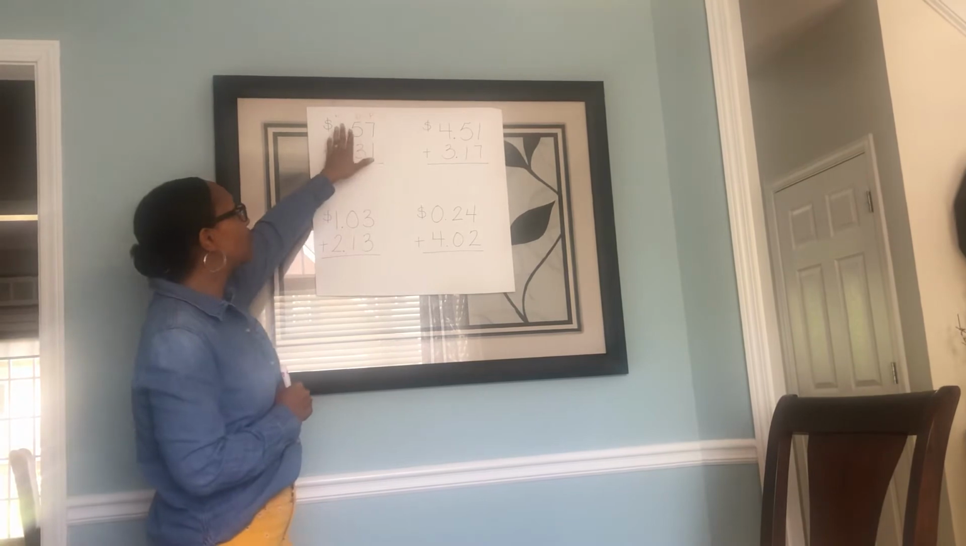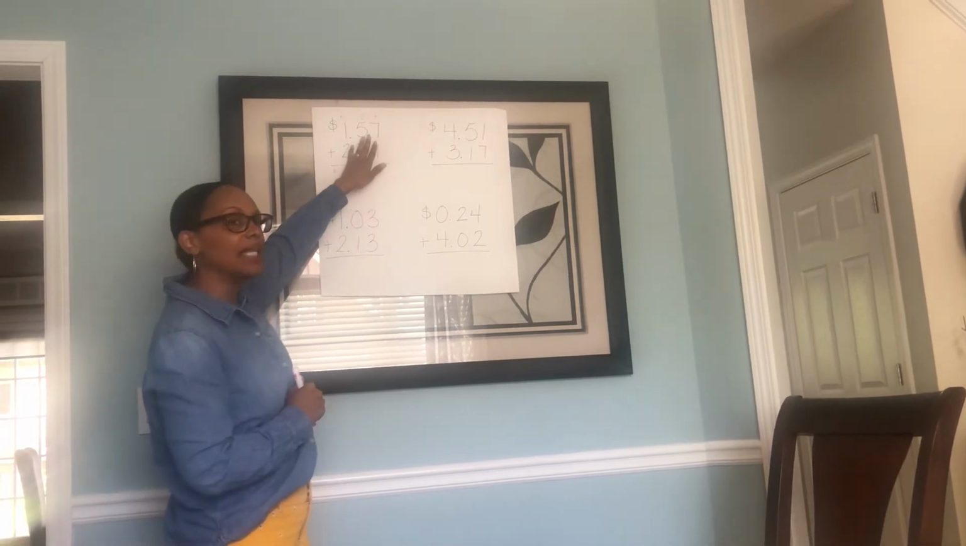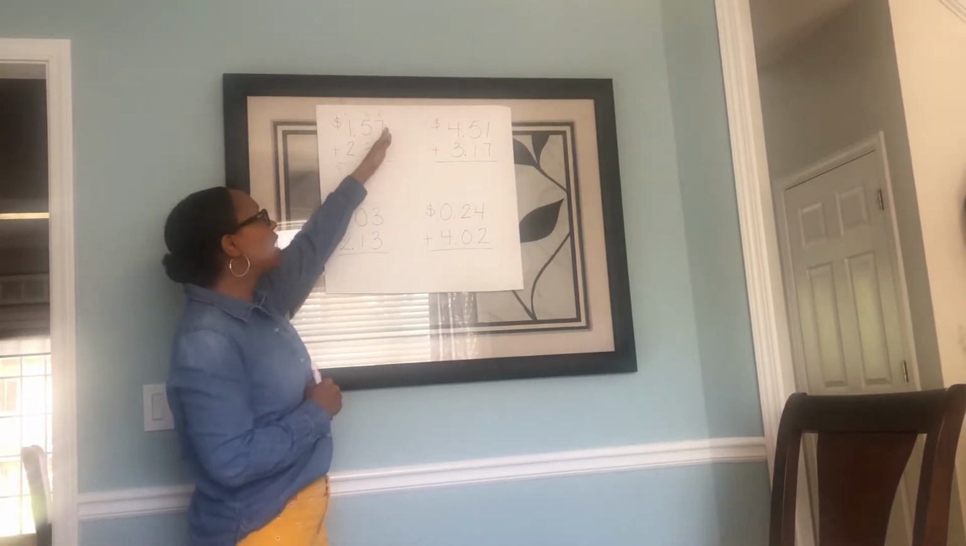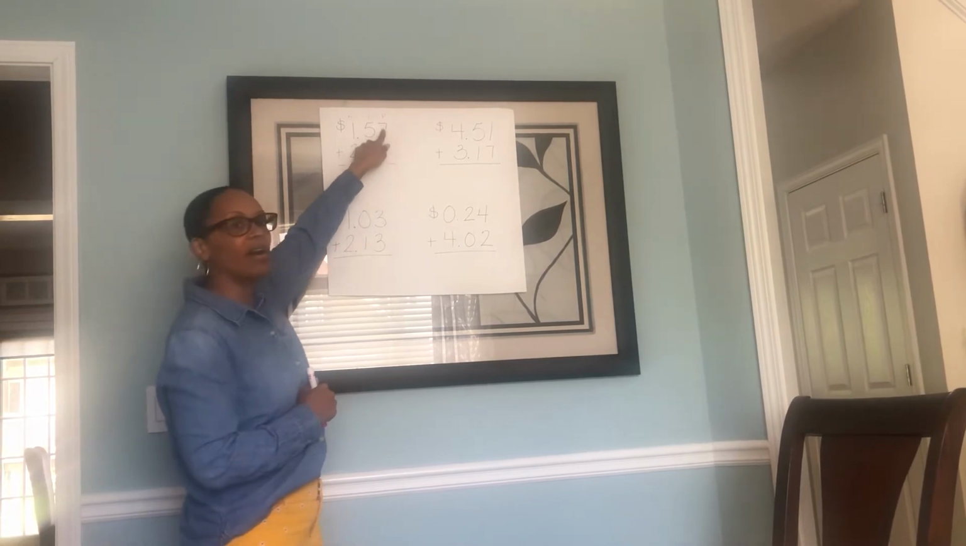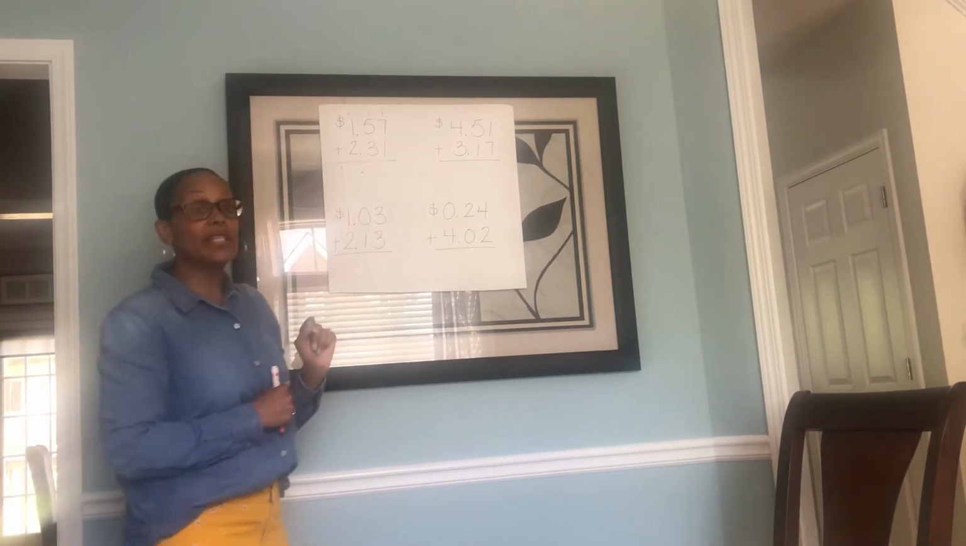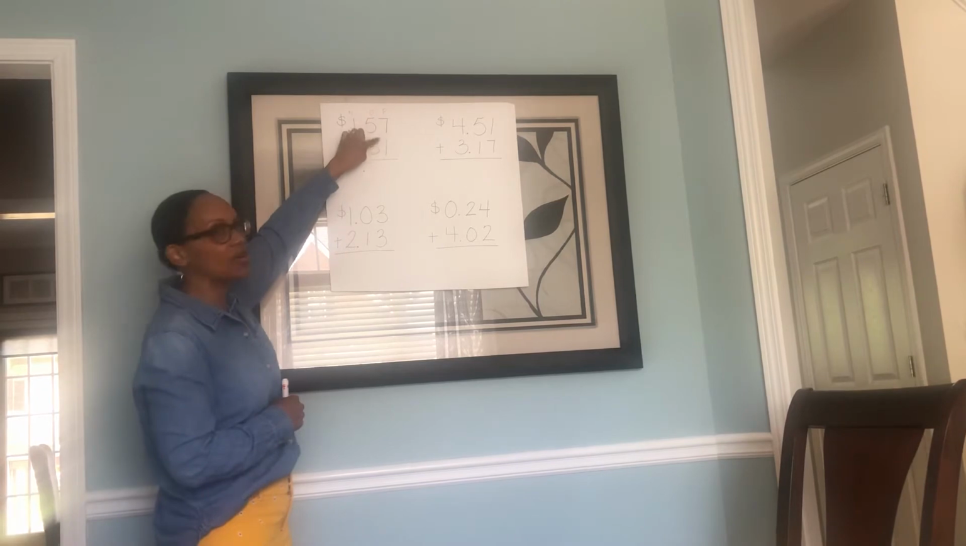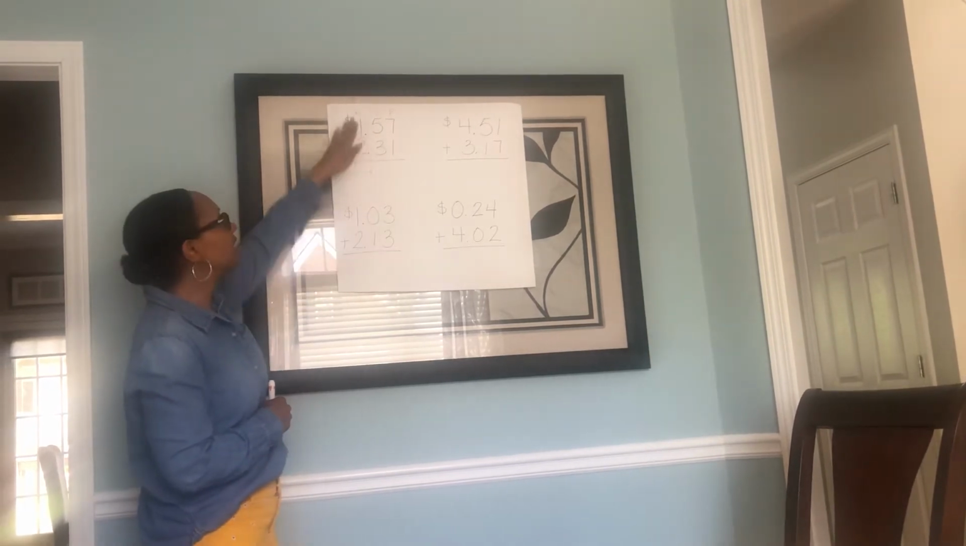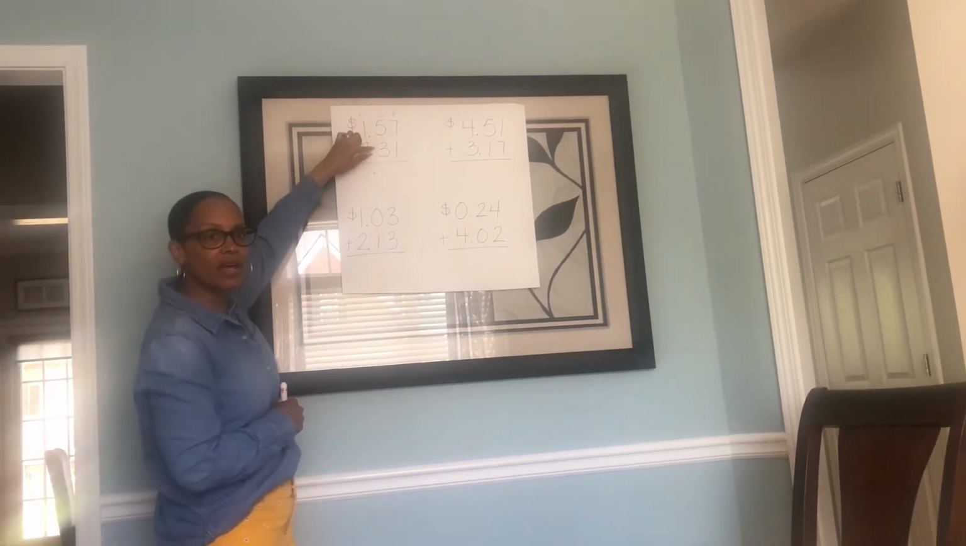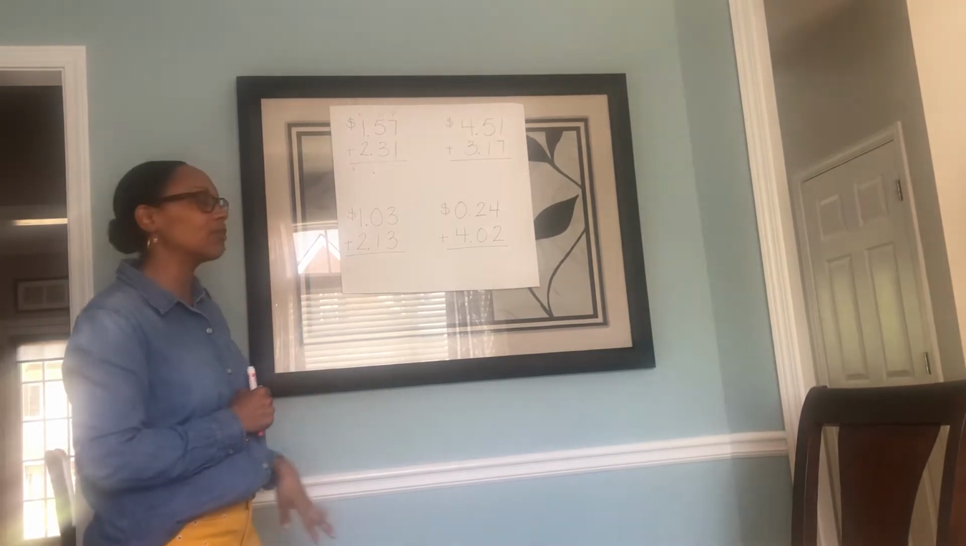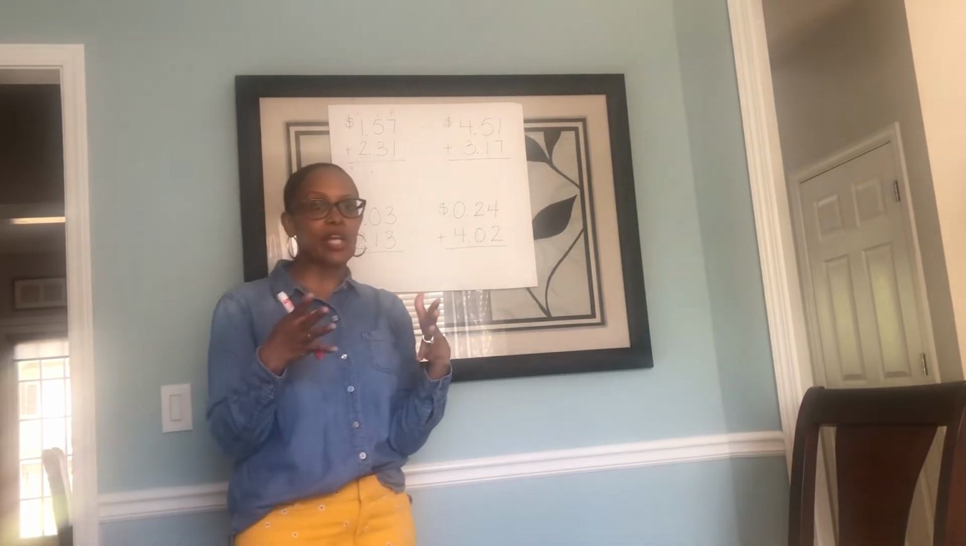Now remember, before we even start talking about money, what column is this? This is called the what column? The ones column. And what is this column called? The tens. And then this column is called the? The hundreds column. Great. So, now we're going to incorporate money.